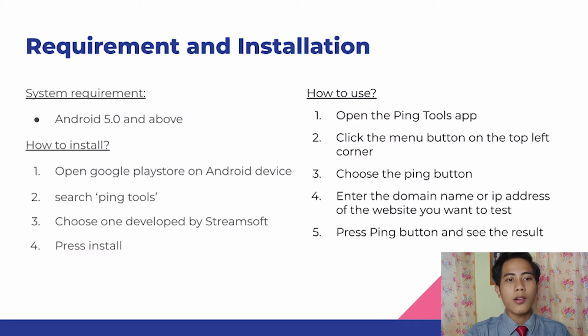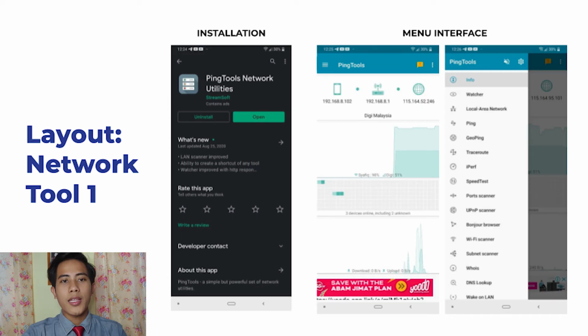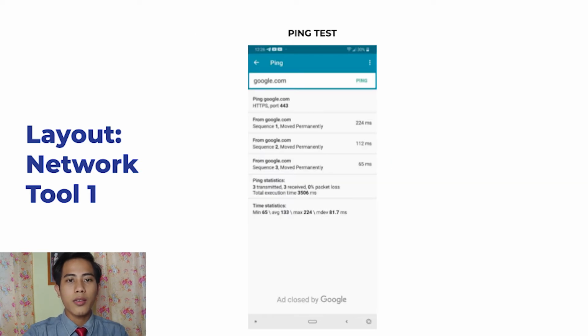This tool app is only available on Android. How to use it? First, we open the PingTools app and click the menu button on the top left corner, choose the ping button, enter the domain name or IP address of the website that you want to test, press the ping button and see the result. This is the layout of the installation and the menu interface of the ping tool, and this is the ping test layout, which is the result.